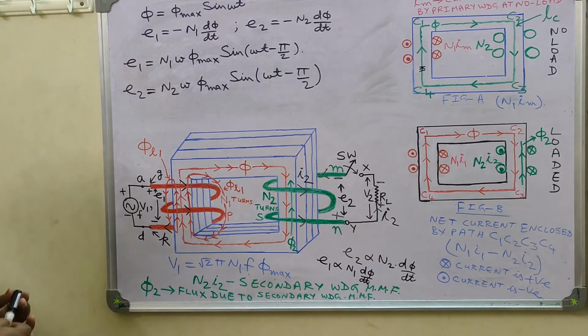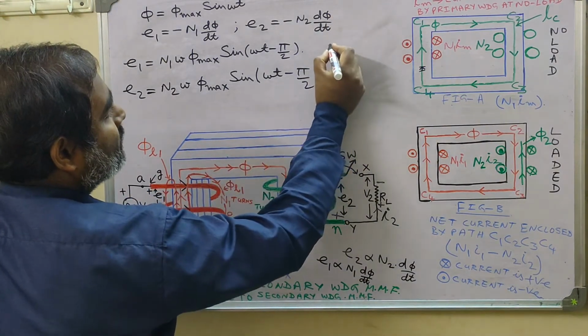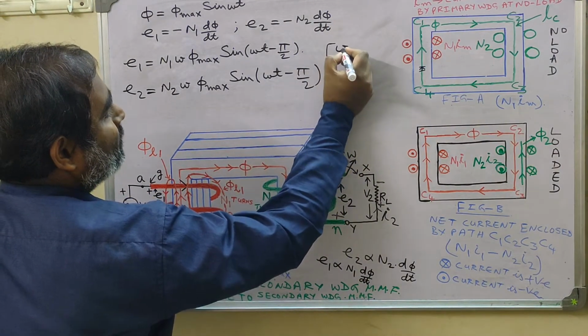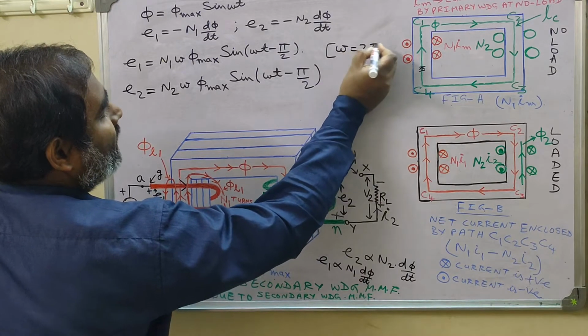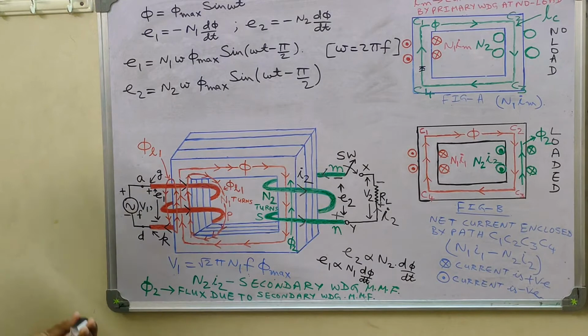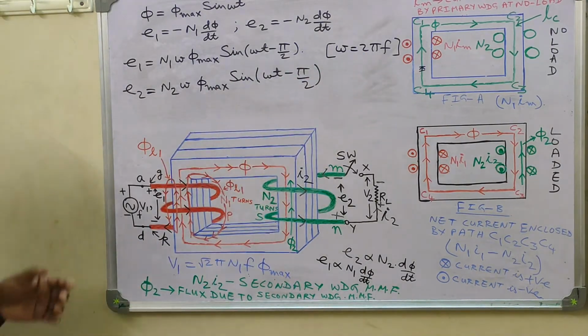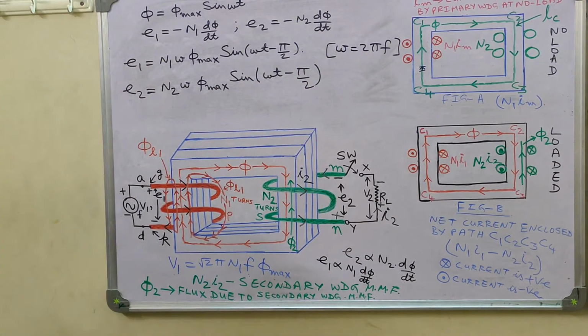Over here, what is actually omega? Omega is your angular supply frequency. So omega can be simply written as 2 pi f, where omega is in electrical radians per second and f is the frequency in hertz. So 2 pi f is omega. We derived this equation in our earlier lecture.